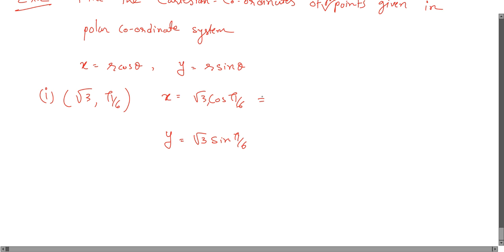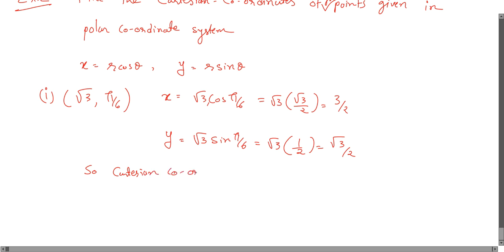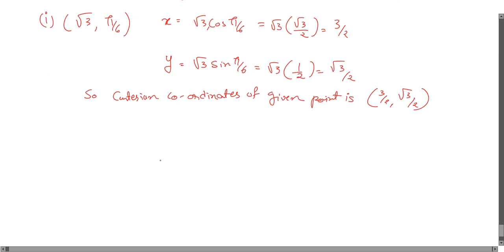Cos pi by 6 is root 3 by 2. So root 3 times root 3 by 2 is 3 by 2. And sin pi by 6 is 1 by 2. So root 3 times 1 by 2 is root 3 by 2. So the Cartesian coordinate of the given point is (3 by 2, root 3 by 2). That is quite easy. Okay.